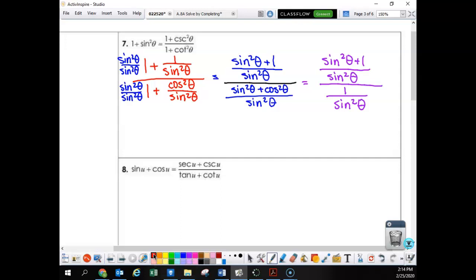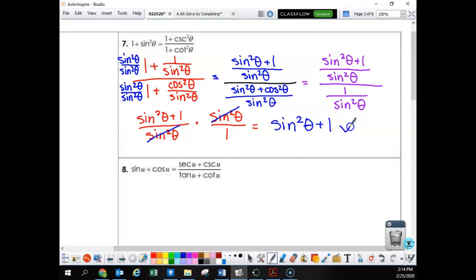What do you do when you divide fractions? Oh, you multiply by the reciprocal, right? So sine squared theta plus 1 over sine squared theta times sine squared theta over 1. So what happens here? You can cancel out sine squared theta over sine squared theta, and so I'm left with sine squared theta plus 1, which is what it's equal to. Make sense?